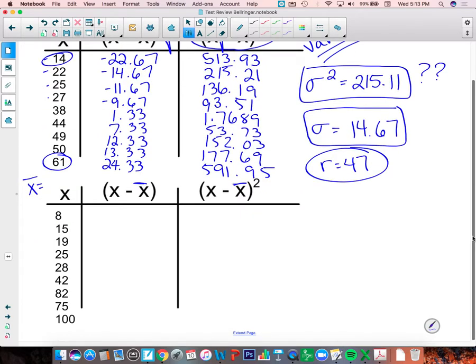But you need to do the same thing for the second column here, or the second set. So you want to calculate all those numbers there, and then find your variance, which is sigma squared. And then you take the square root of that to get your standard deviation. And then you need your range, which is the biggest minus the smallest, okay? Go ahead and take some time to do that if you have not done that yet, okay?